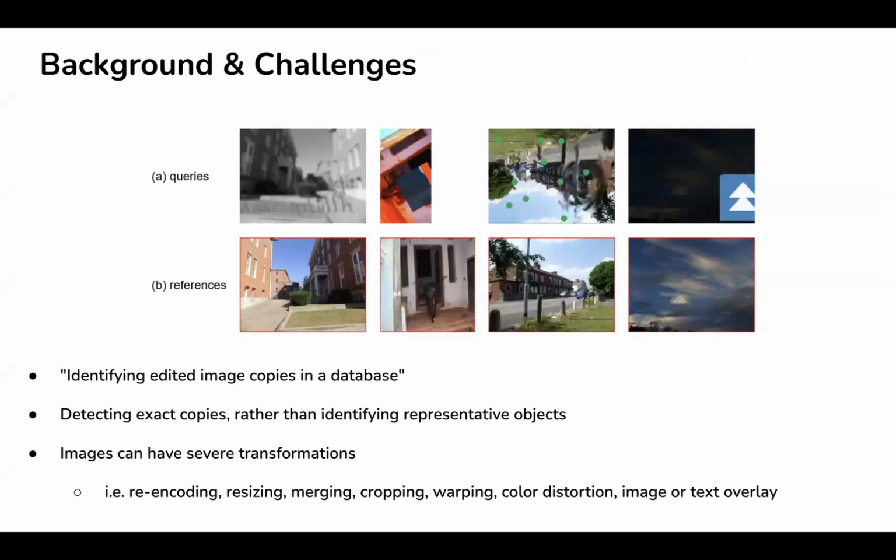Image copy detection, or ICD, is the task of identifying edited copies of images within an existing database. This is widely used in online sharing platforms and social networks to filter content for copyright protection. ICD addresses a more complex challenge by focusing on detecting exact copies of the images themselves, rather than identifying representative objects. It deals with precise duplicates of images that undergo severe transformations, such as re-encoding, merging, cropping, or color distortion.